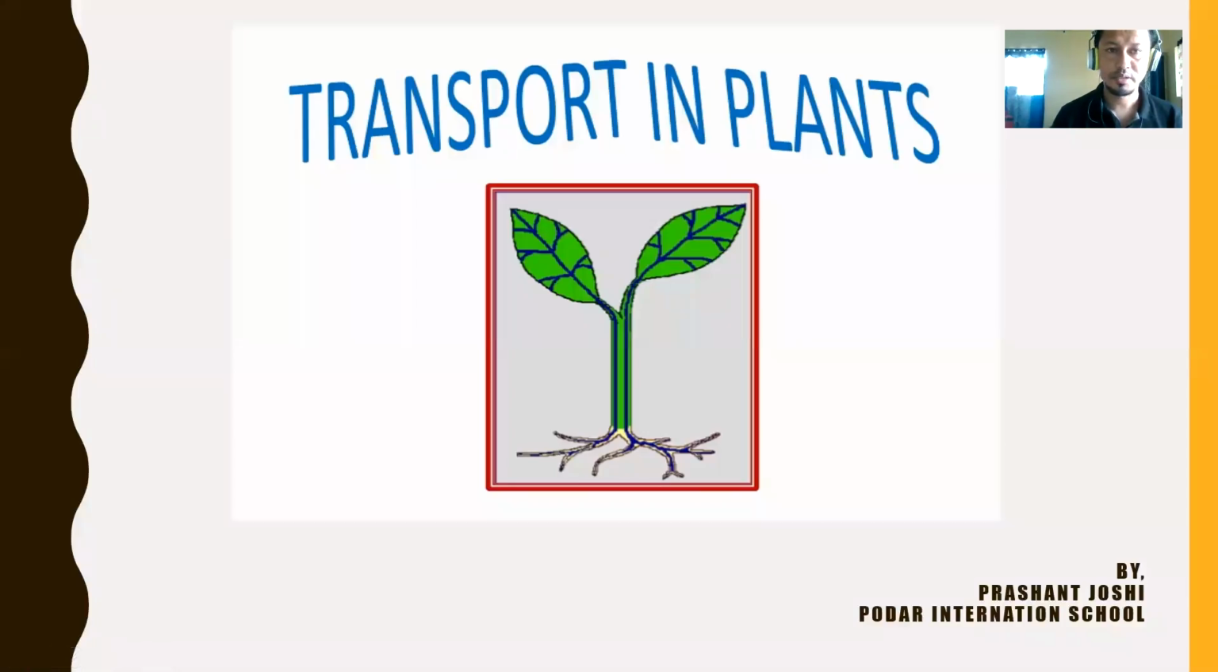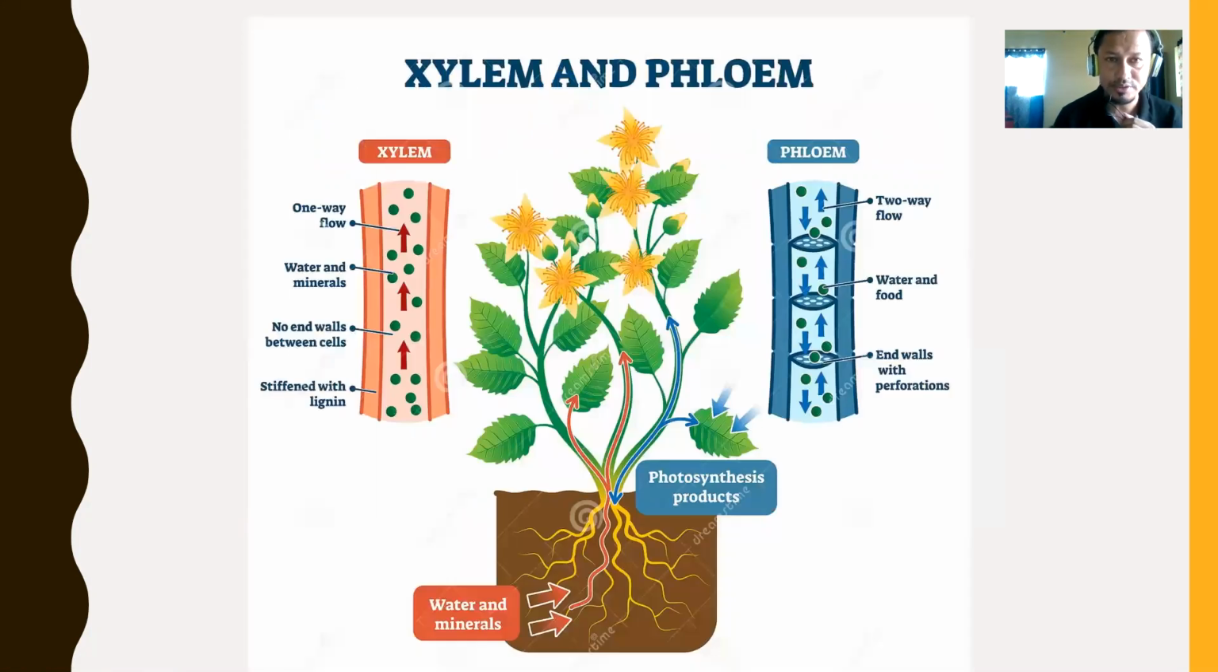Hi children, let us begin the other subtopic from the chapter life processes, that is transportation in plants. As you know, in transportation in plants, two very important complex tissues play an important role, that is xylem and phloem. The movement of water is done by the xylem and the movement is one-way flow, that is unidirectional.